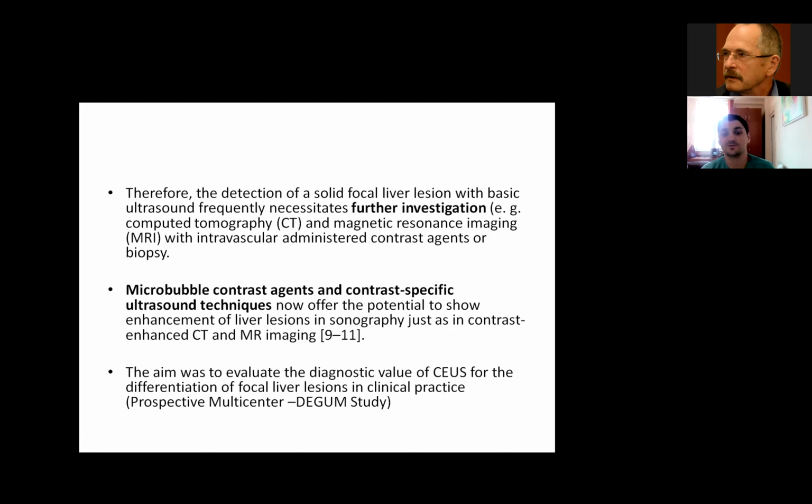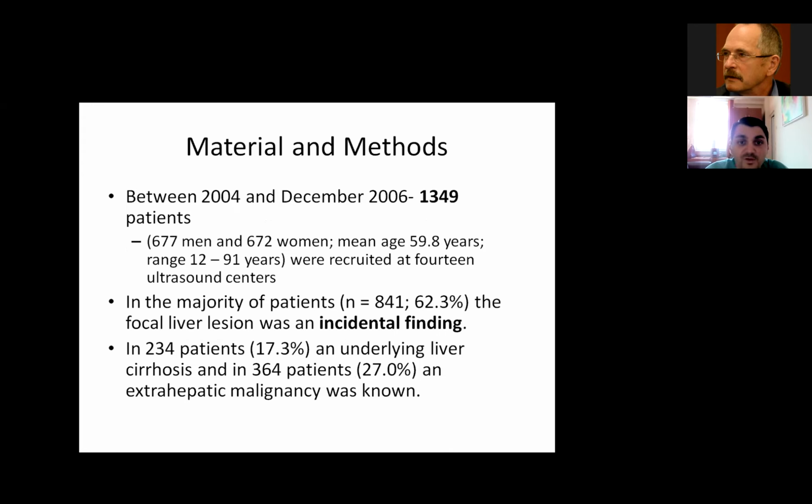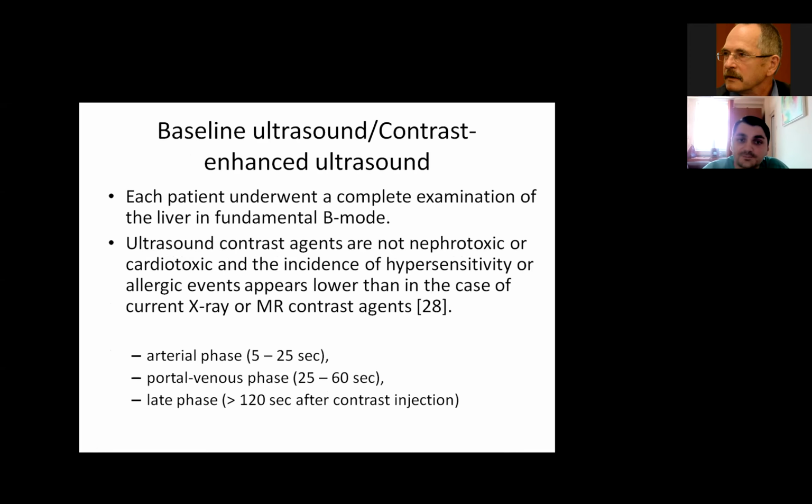And the aim of the study was to evaluate the diagnostic value of CEUS for the differentiation of focal liver lesions in clinical practice. It was a multi-center study published in 2008. They evaluated patients from 2004 to 2006, and they included almost 1,500 patients. The majority of them had an incidental finding, so they were healthy patients performing a standard ultrasound, and they were depicted with focal liver lesions. 70% of them had underlying liver cirrhosis, and 27% of them had an extrahepatic malignancy.